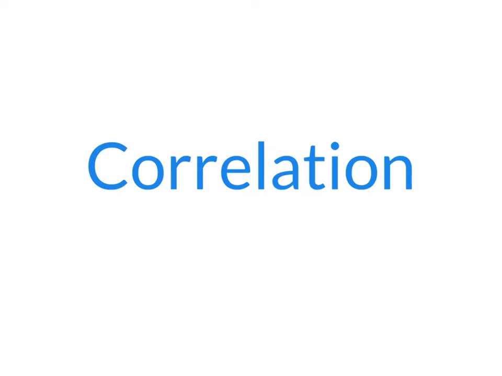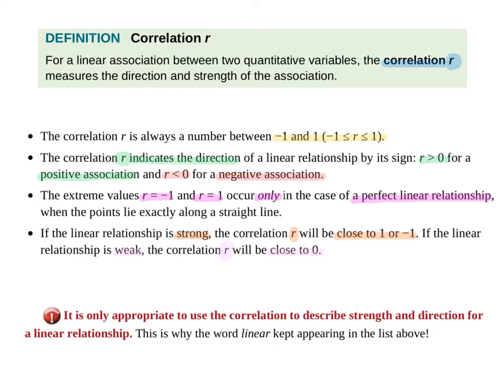In this video, we're going to talk about correlation. Correlation happens when you have a linear association between two quantitative variables. We call it R, correlation R, or a correlation coefficient, if you are feeling so fancy. It measures the direction and strength of that association.